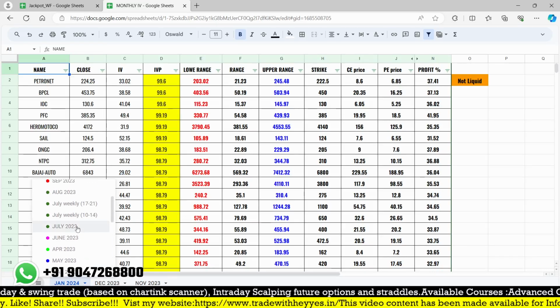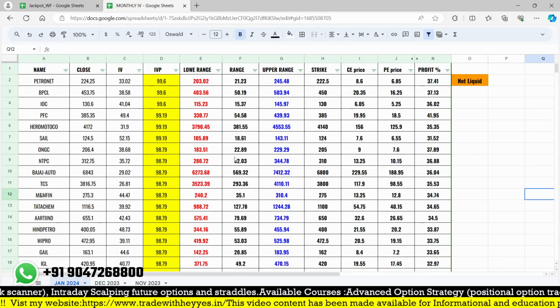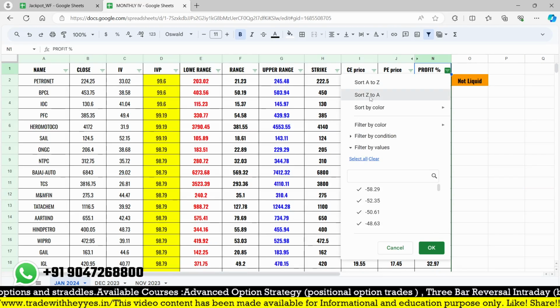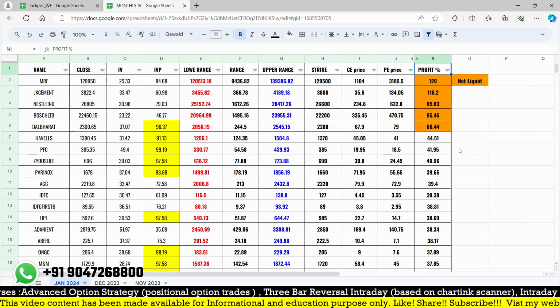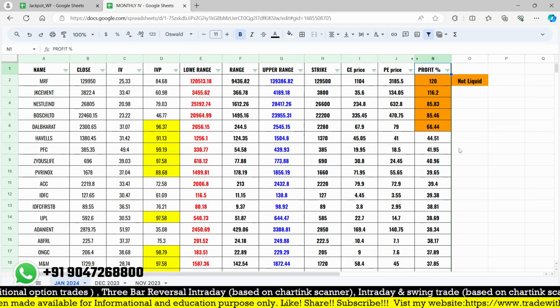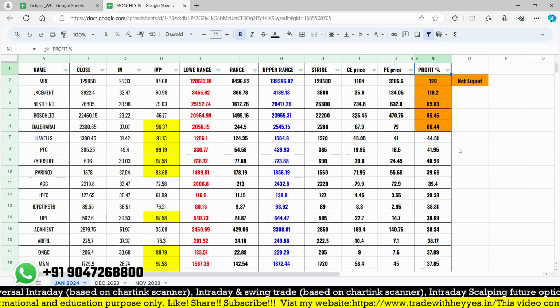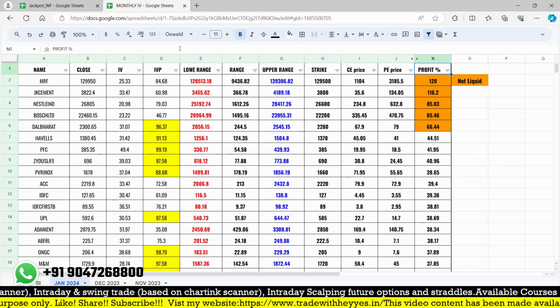We are using the sheet for our monthly positional trade, and there's one kind of update here based on our profit factor. We have some stocks like MRF, JK Cement, Nestle, Bosch, Dalmia Bharat which don't have liquidity, so why are they showing such a huge profit percentage? Don't consider these stocks because they are not liquid ones. I will show you that.